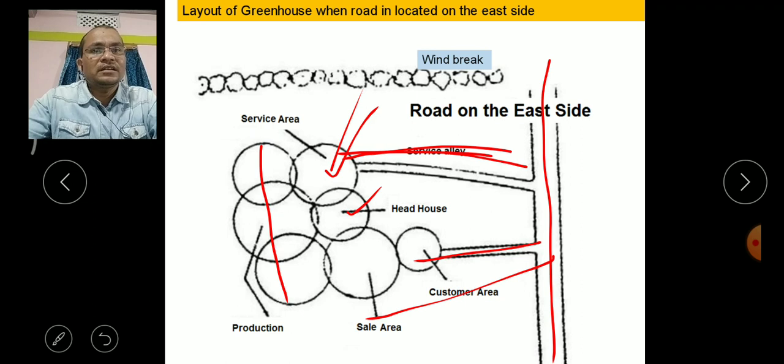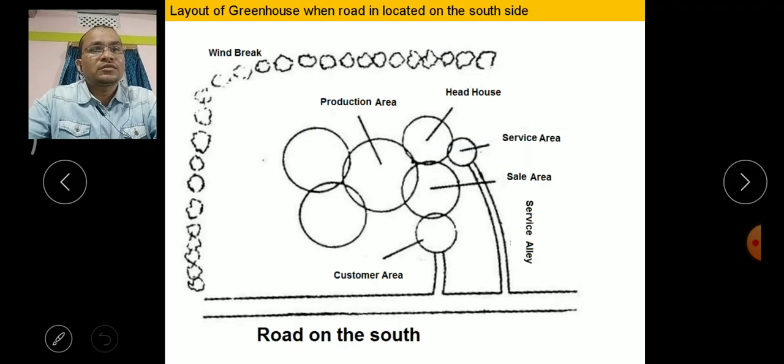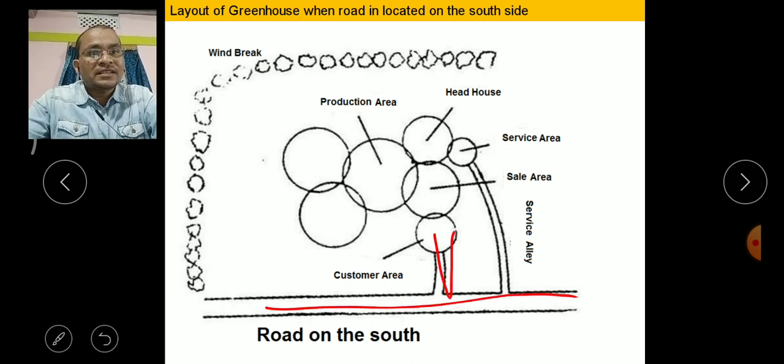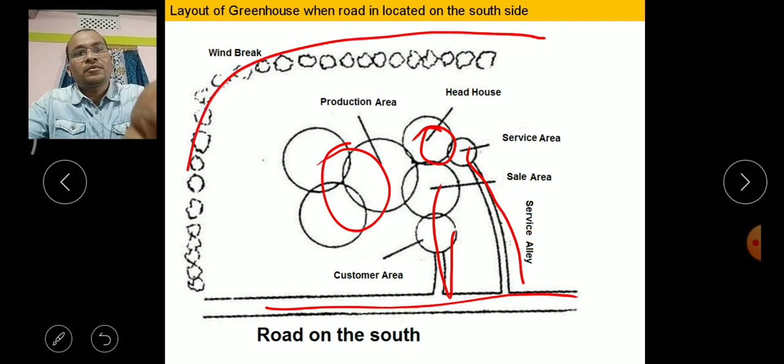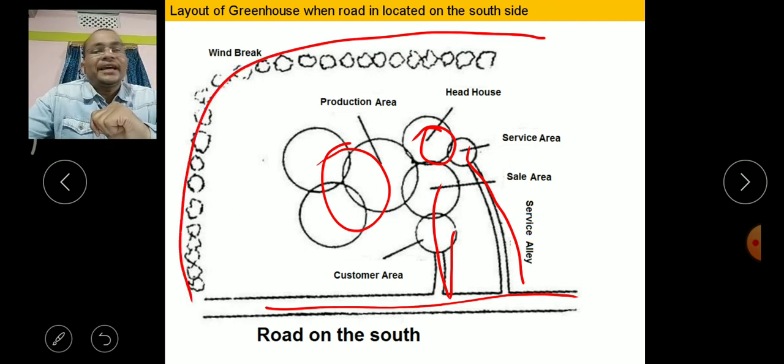Road side in the east, this is the structure. Come to the road side in the south. See the difference here. The customer area and sales come first. Here are the service alley and service zone. Here the head house is on which side? The north side. These three are your production area. This is totally isolated, there is no link. Here again, the windbreak is on the north and west side, not this way.